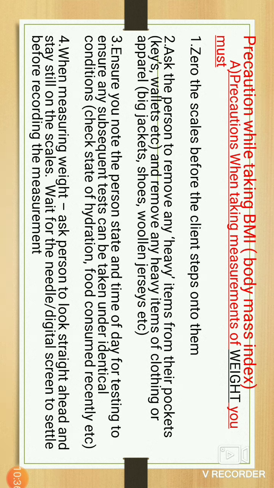Now, precautions while taking BMI. The first precaution when taking measurement of weight: you must zero the scale before the client steps onto it. Ask the person to remove any heavy items from their pockets, that is keys, wallet, etc., and remove any heavy items of clothing or apparel, big jackets, shoes, woolen jerseys, etc.